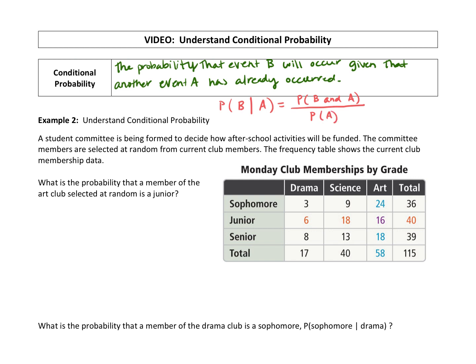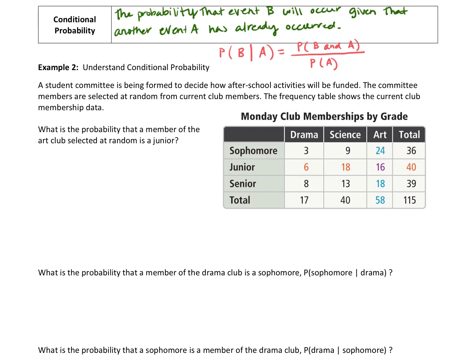All right, so let's take a look at an example and apply what we just talked about. A student committee is being formed to decide how after-school activities will be funded. The committee members are selected at random from current club members. The frequency table shows the current club membership data. So you can see we've got our membership here divided by clubs. We've got drama, science, art, and then also by grade, sophomore, junior, senior. So sorry, freshmen, I guess you don't get to be in the clubs at this school. What's up with that, right?